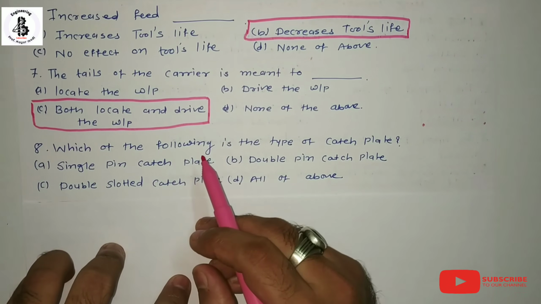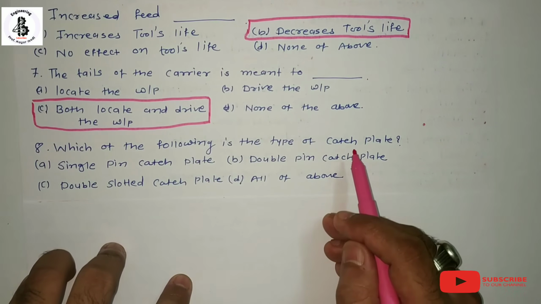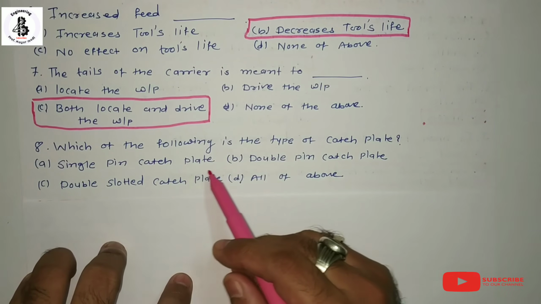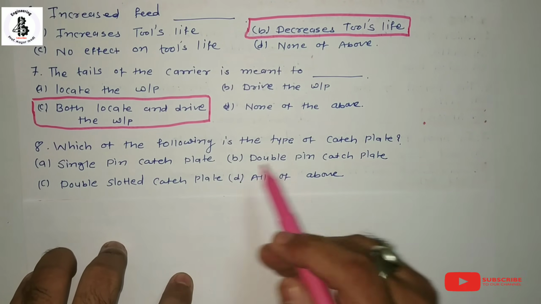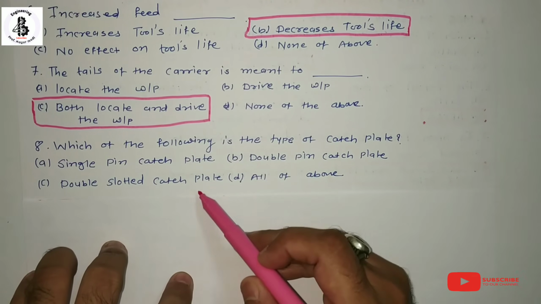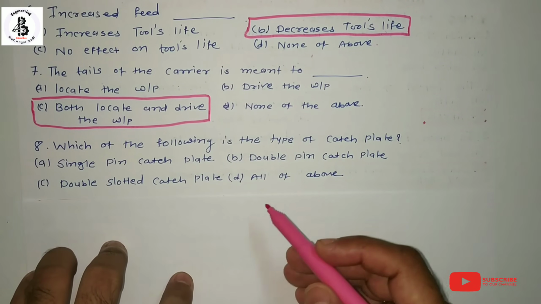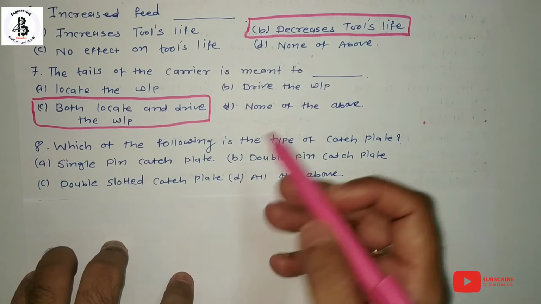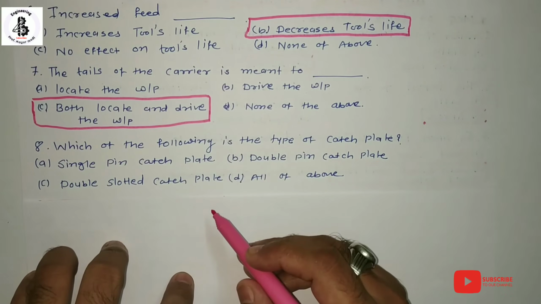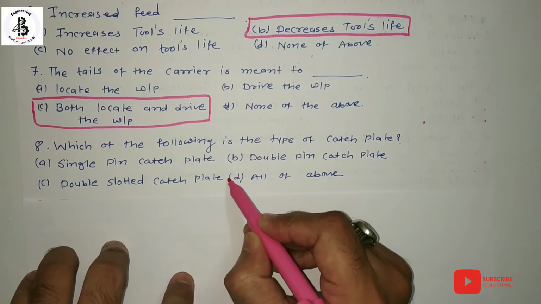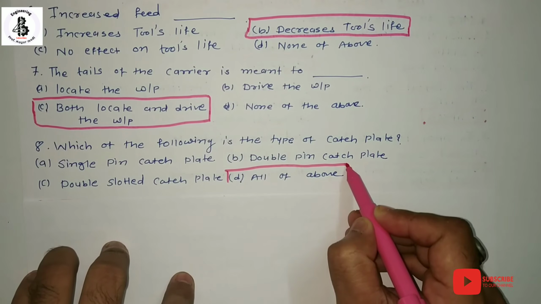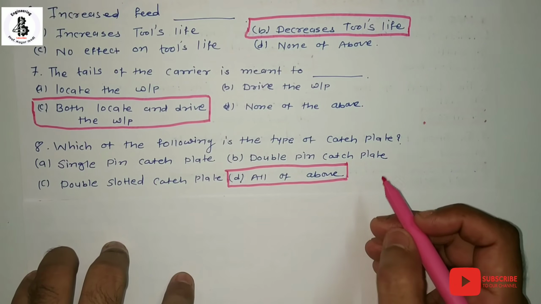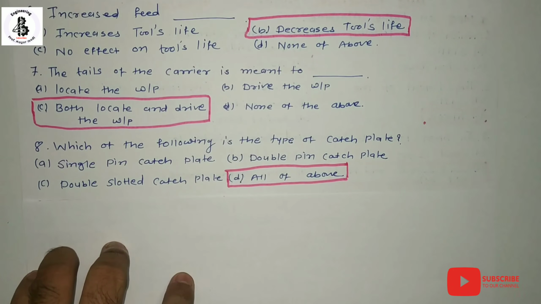Which of the following is a type of catch plate? Option A, single pin catch plate. Option B, double pin catch plate. Option C, double slotted catch plate, and option D, all of the above. According to the names, single pin, double pin or double slotted are all types of catch plates. So the option D, all of the above, are the types of catch plate used in the lathe machine.